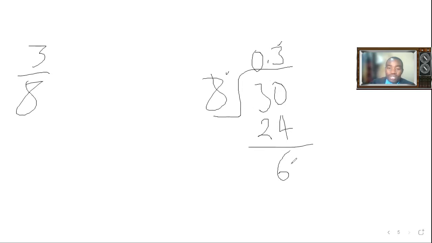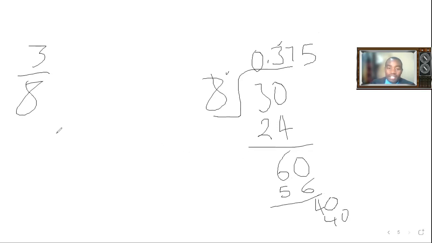Does 8 go into 6? No, of course. So you add a 0 here. You can have as many zeros as you need. Does 8 go into 60? Yes. How many times? 7 times, because of 56. Then the remainder is 4, so you add a 0 there. Does 8 go into 40? Yes. 5 times, because of 40.